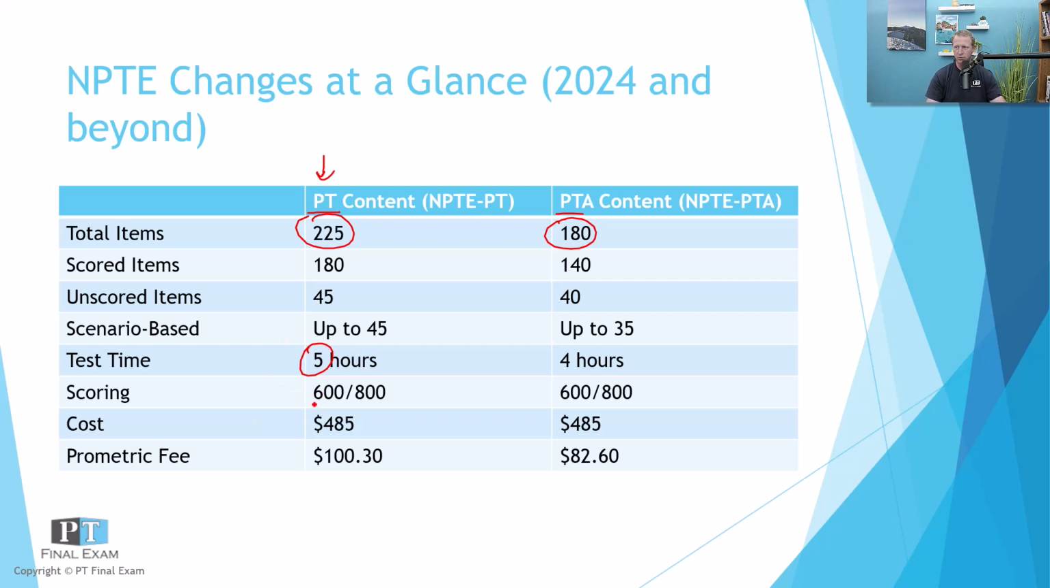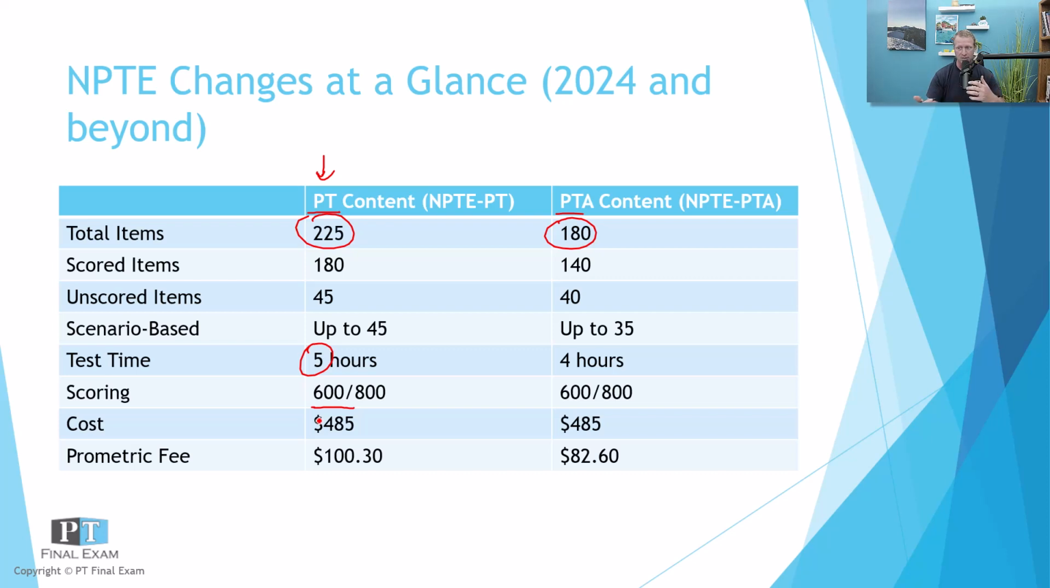The scoring will remain the same, that you need to have that scale score 600 out of 800. Now, a lot of you looking at that are going to say, well, does that mean 75% of the items need to be correct? No, it'll still be that same proportion. About 67% of the items need to be correct in order to actually pass the exam.